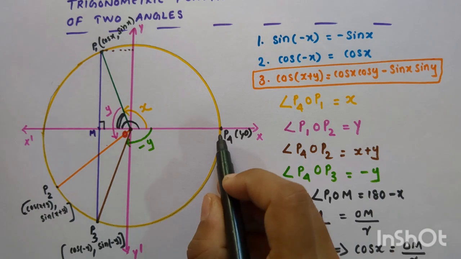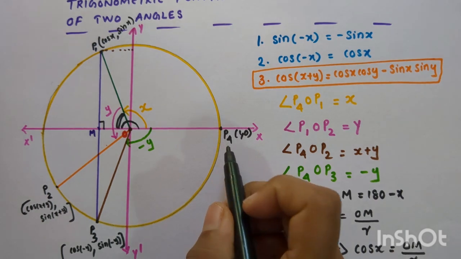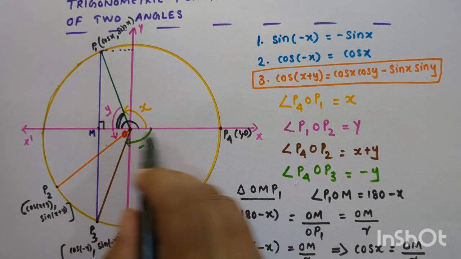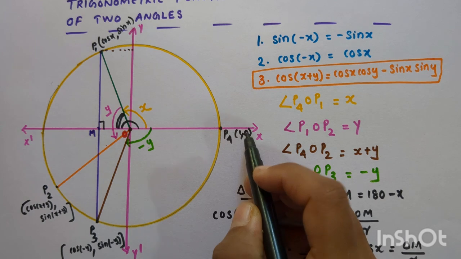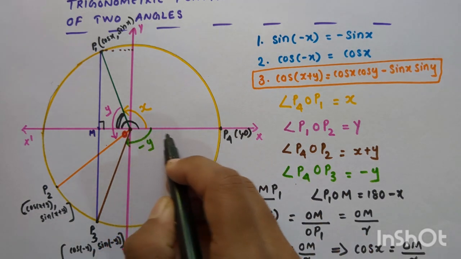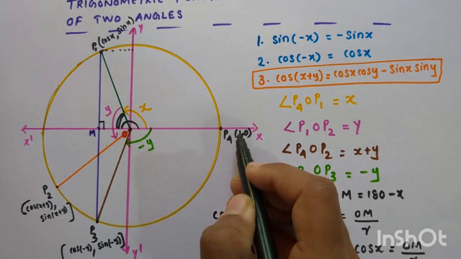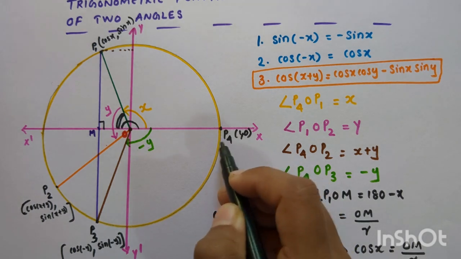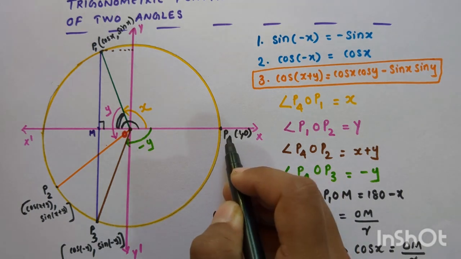Now when you consider the fourth point P4, this point is on the x-axis, so its y coordinate is 0. The x coordinate will be the distance from the origin to this point, which is equal to the radius of the circle. Radius is 1 unit. So (1, 0) are the position coordinates of this point P4.